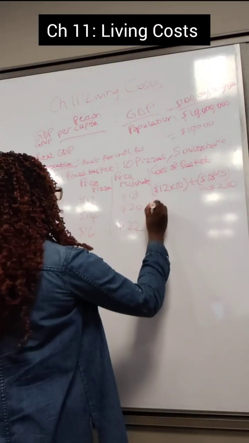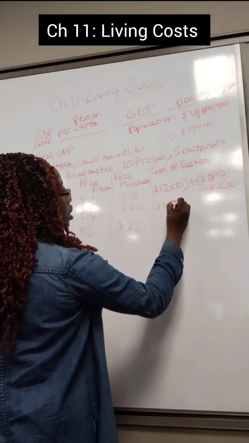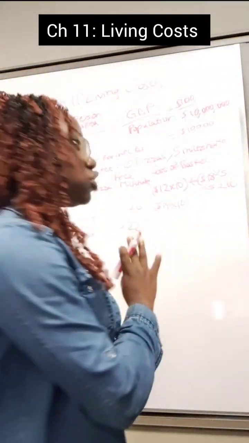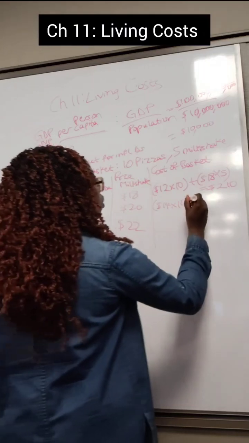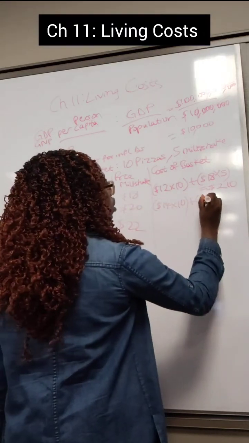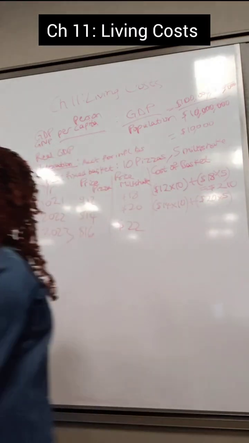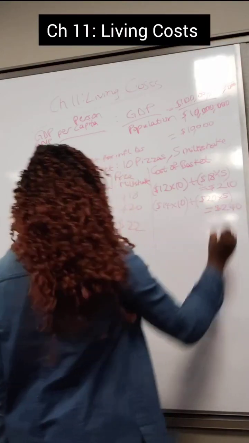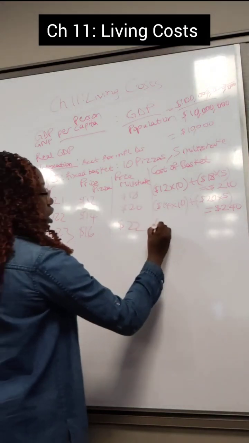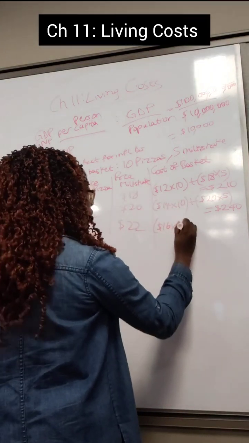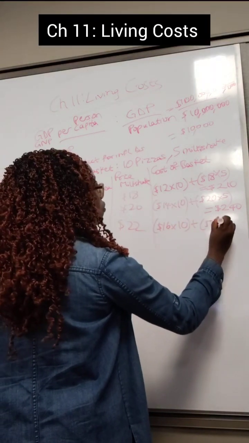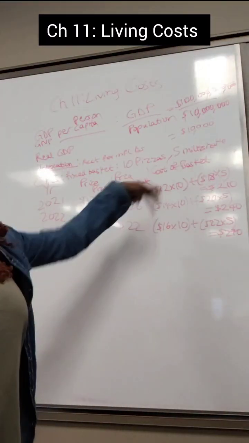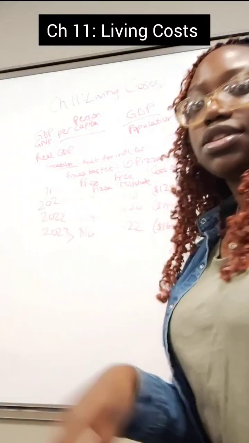For 2022, same concept, $14 times 10 pizzas. Someone is not going to keep demanding the same number of goods and services every month, but this is just one of the flaws of CPI. Plus $20 for milkshake times 5 milkshakes, still 5 milkshakes for 2022. When you add it up, that gives you $240 for 2022. For 2023, $16 times the fixed 10 pizzas demanded and $22 times the fixed 5 milkshakes demanded, and that gives you $270. So this is how you calculate the cost of the basket of goods and services.